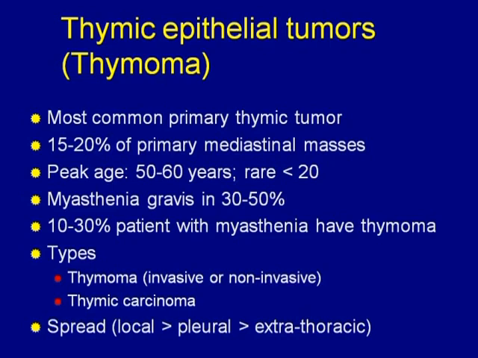And when these things spread, they tend to spread to local nodes in the mediastinum. They can also spread to the pleura, so in the differential of multiple pleural nodules, in addition to things like metastases and mesothelioma, you could consider thymic tumors. And then extrathoracic spread can happen, but is rare. So usually it's local mediastinal spread and pleural spread.